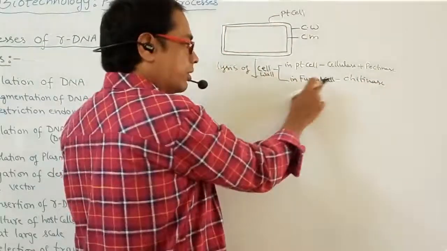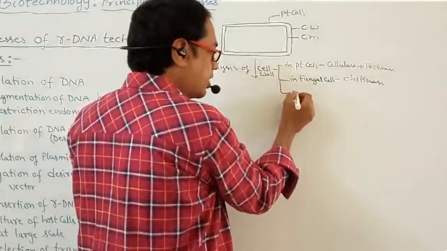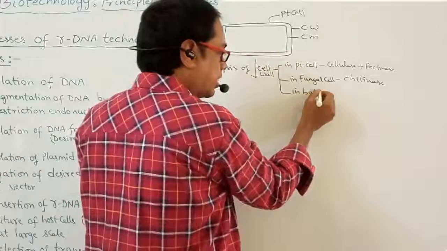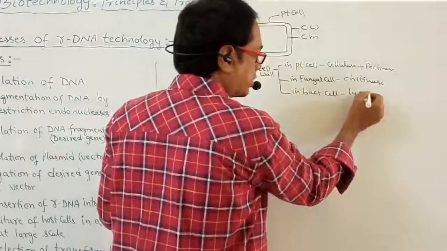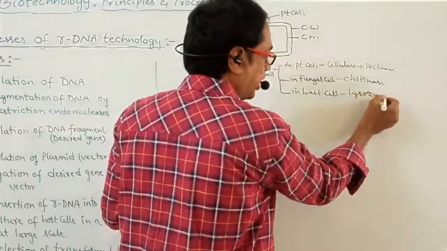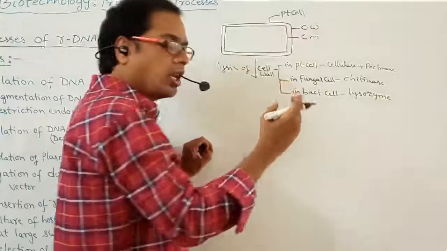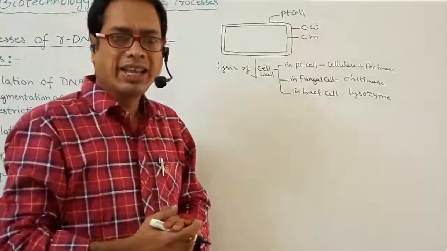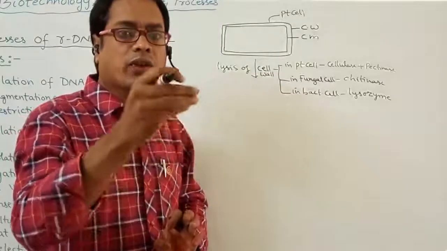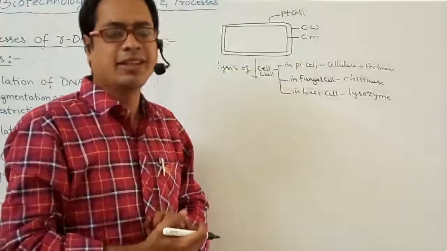Next, if a bacterial cell is taken, which enzyme is used? Lysozyme. If an animal cell is taken, there is no cell wall. So lysis of cell wall is not required for animal cell.